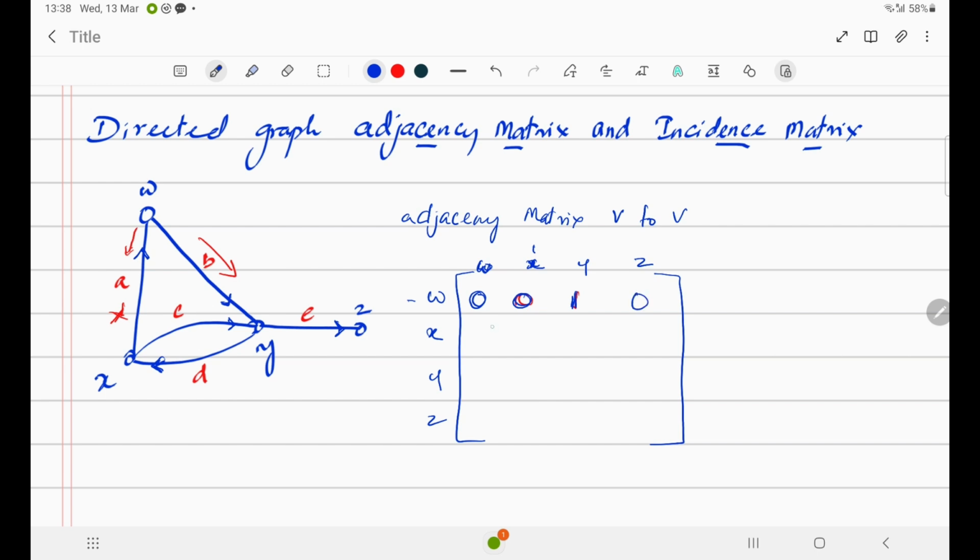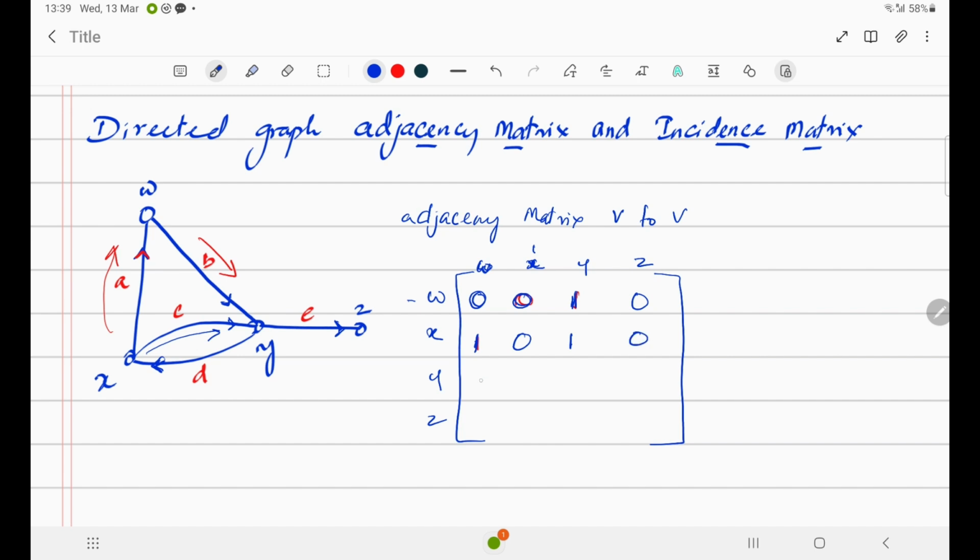On XW, sure, I am able to go because the direction is towards W, so XW is 1. I can go from X to W, so this is 1. XX is not adjacent to itself. And XY, yes, I can go from X to Y, so 1. X and Z, I cannot go to Z, so 0.